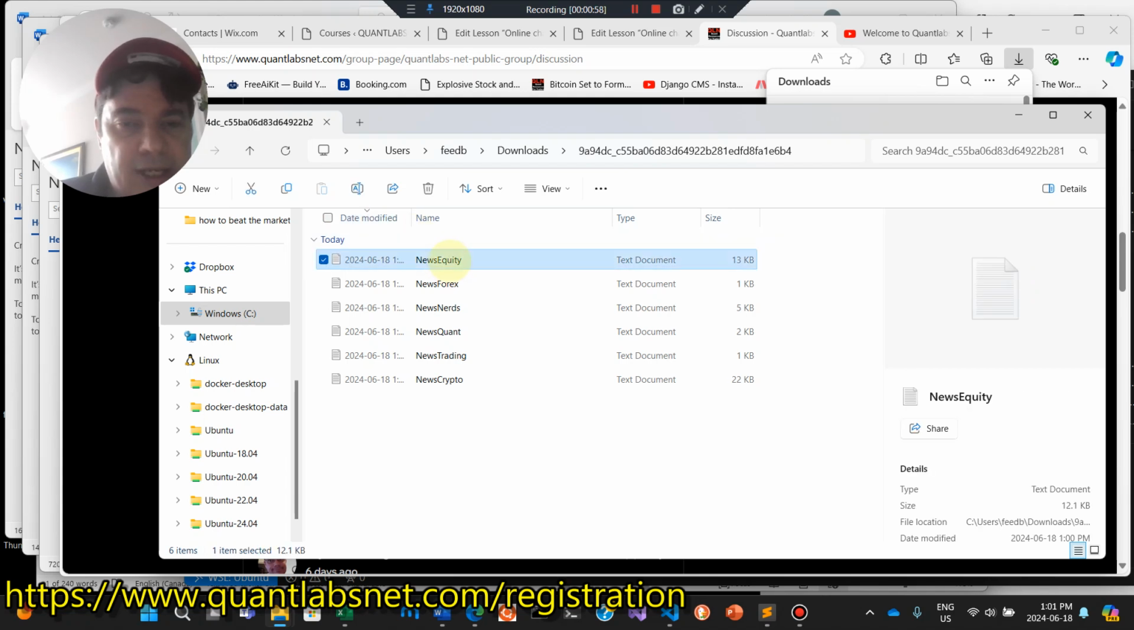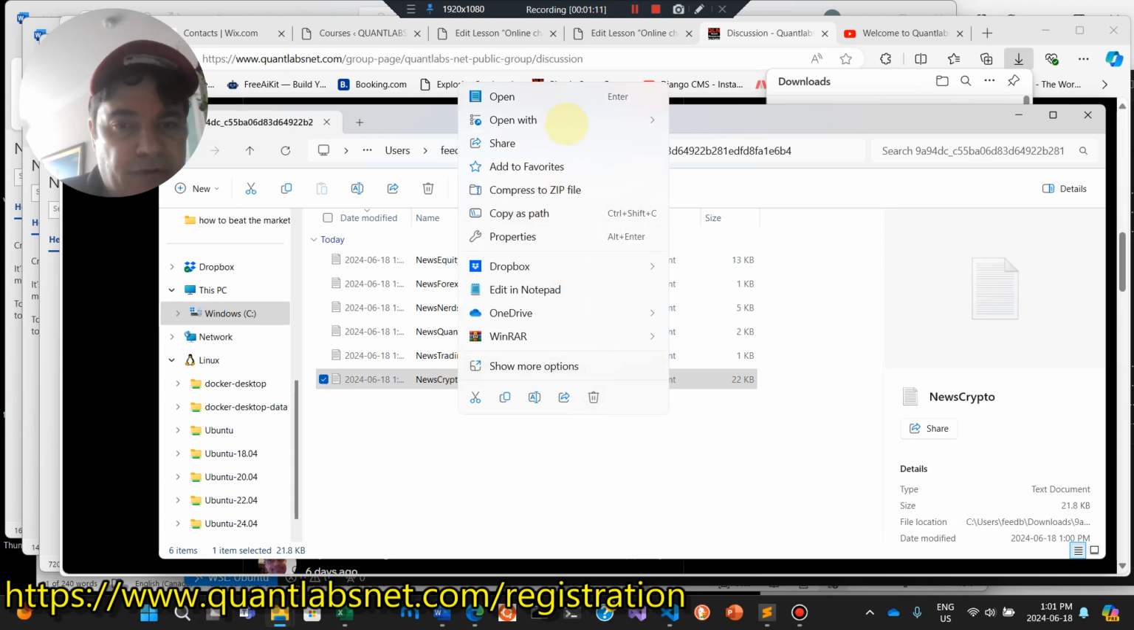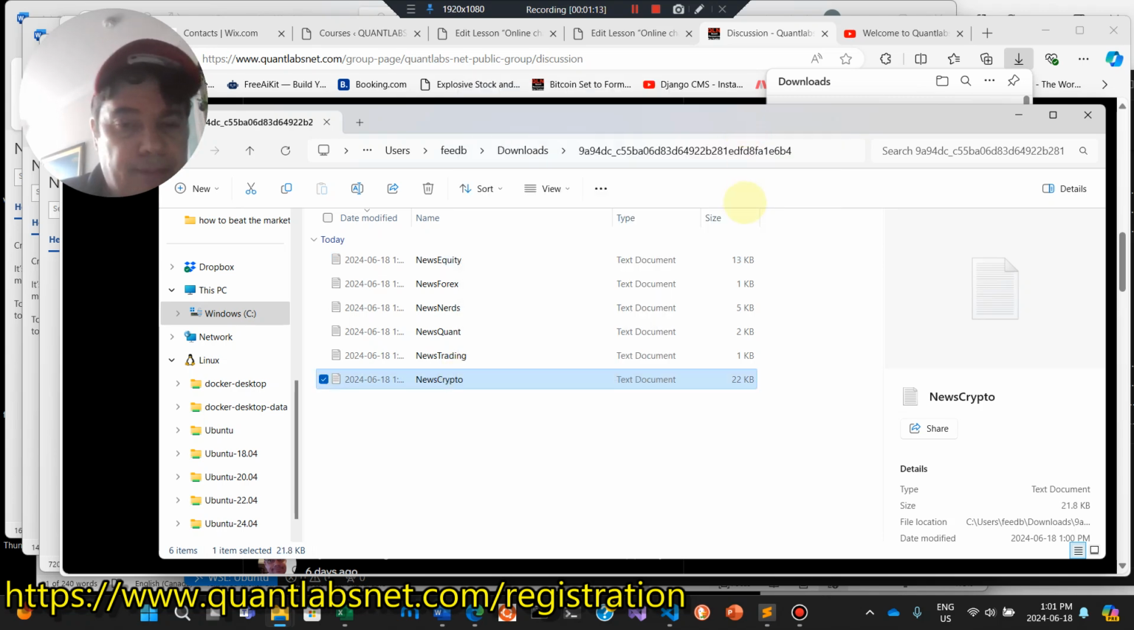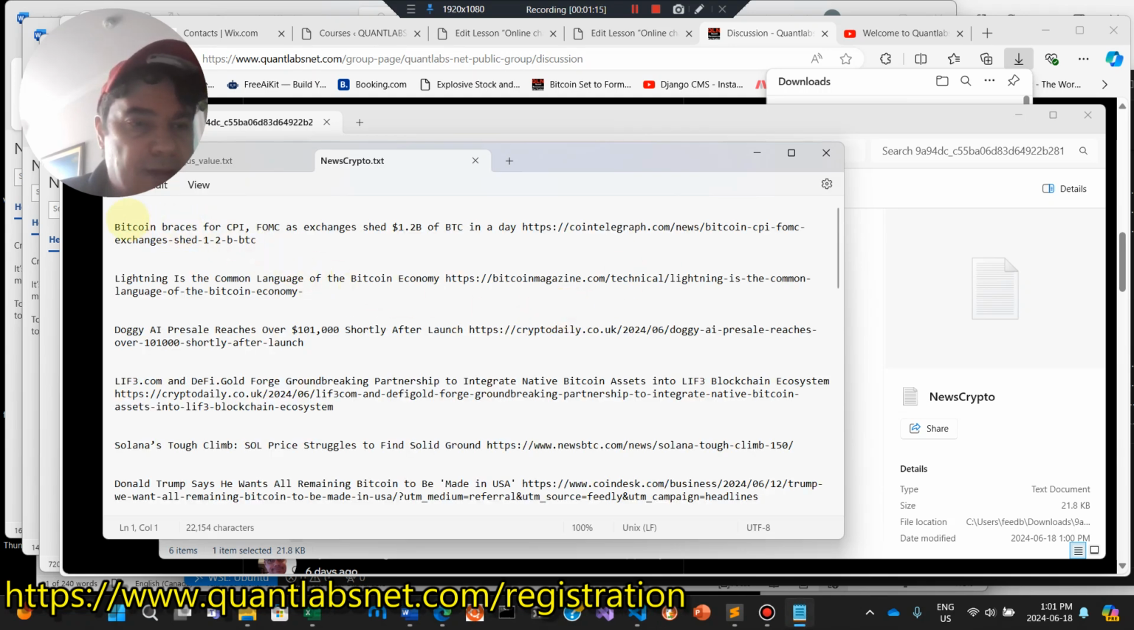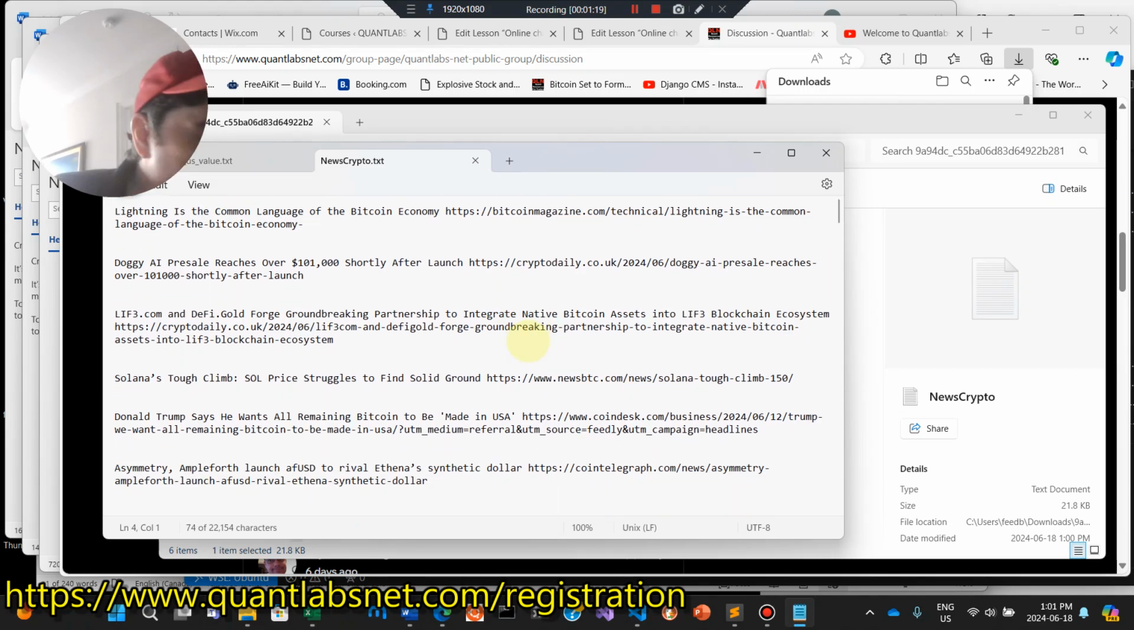And basically, you have them divided up by news, forex or nerd, which is the programming, algo trading related, quant related, and like just general news trading and crypto. So if I pull one up and open it in an editor, what you'll get is the headline and the source of where that comes from. And then that's every day.